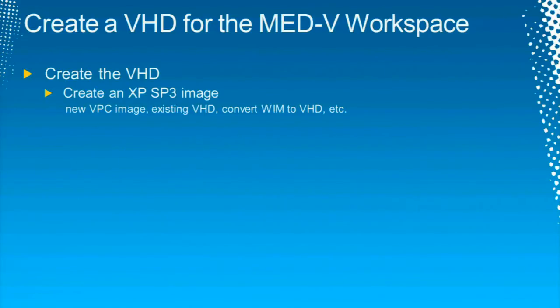So we'll start with Windows XP SP3. That's the supported version of XP. And you want to make sure that it runs in Windows Virtual PC. You can't take a Hyper-V image, for example, and have that run. You need to configure and have it running in Windows Virtual PC. You want to make sure it gets all the updates.